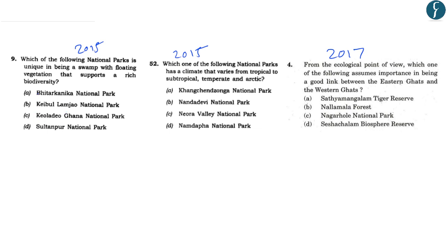In 2015, the question that was asked read, which of the following national park is unique in being a swamp with floating vegetation that supports a rich biodiversity? So the correct answer in this case was Keibul Lamjao National Park, and it is also famous for its Sangai deer. And these floating swamps are called as phumdis. Another question that was asked in 2015 read, which one of the following national parks has a climate that varies from tropical to subtropical, temperate and arctic? The correct answer in this case was Namdapha National Park, and it lies in Arunachal Pradesh.